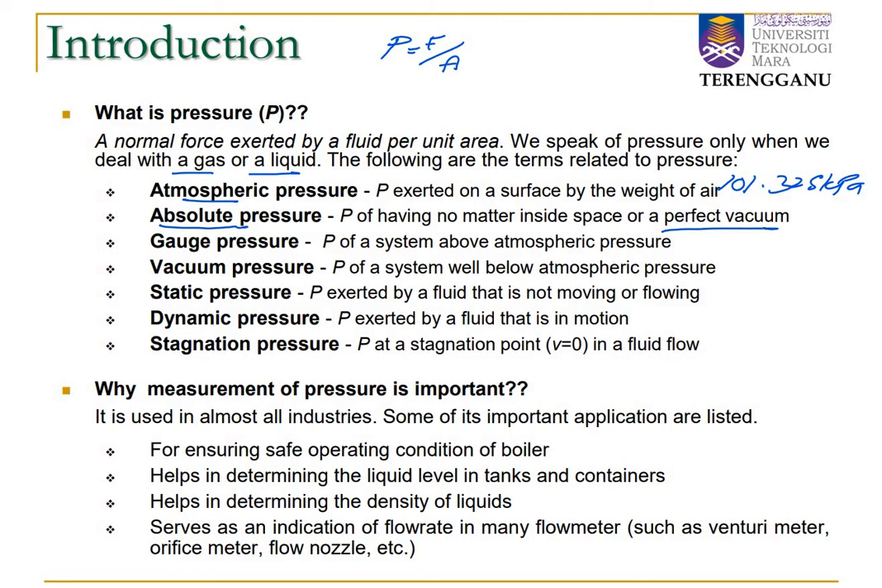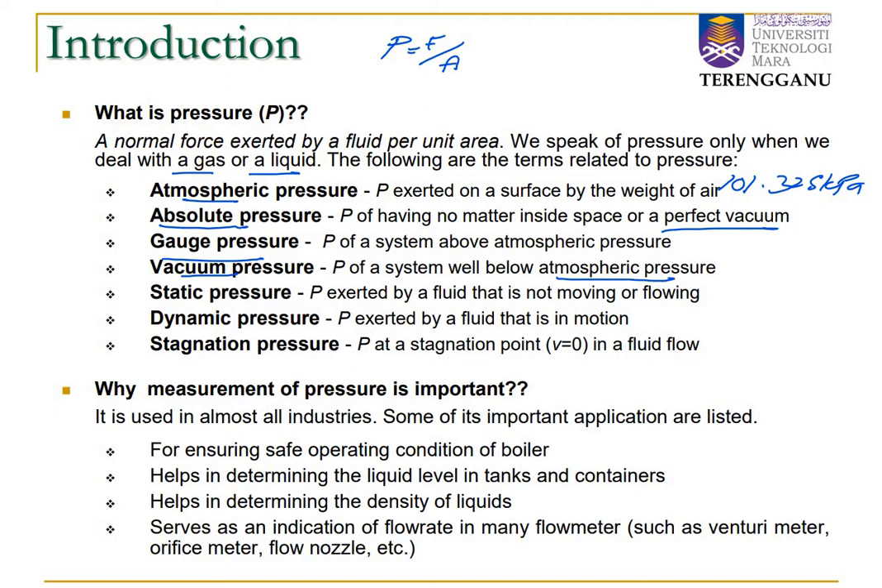Gauge pressure is a pressure where we consider atmospheric pressure together with the absolute pressure. So if we have argon gas at a certain pressure and we add atmospheric pressure, then we get a gauge pressure. Next, vacuum pressure is a pressure below the atmospheric pressure.